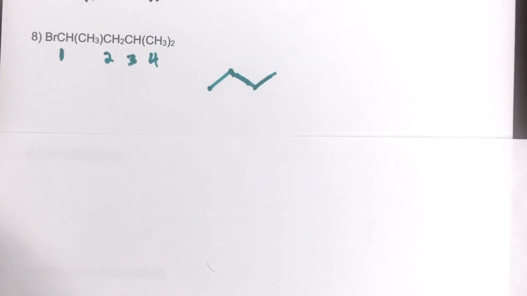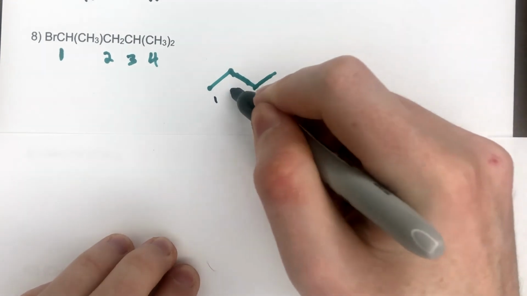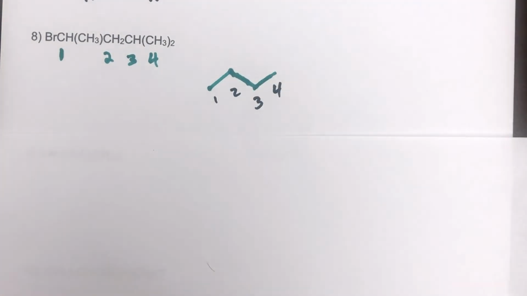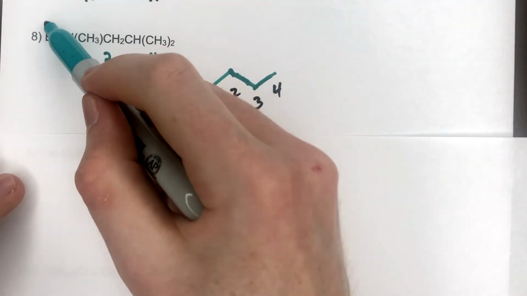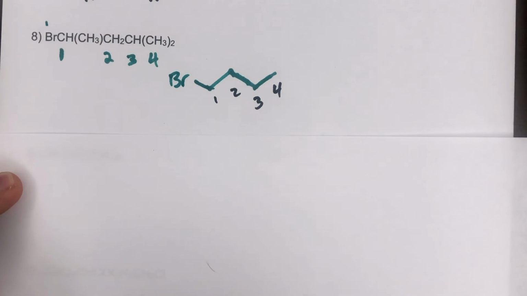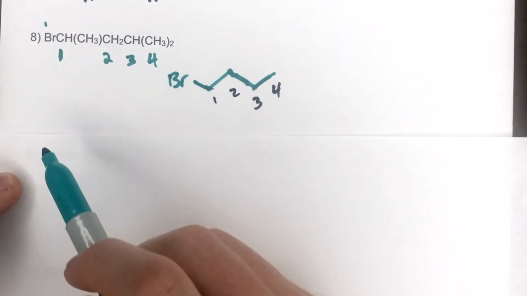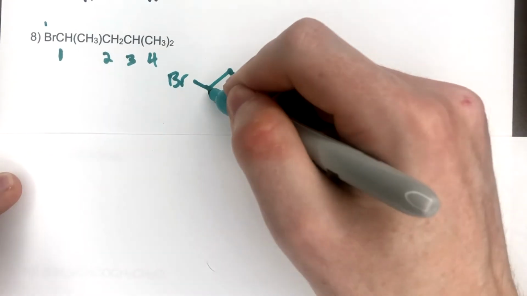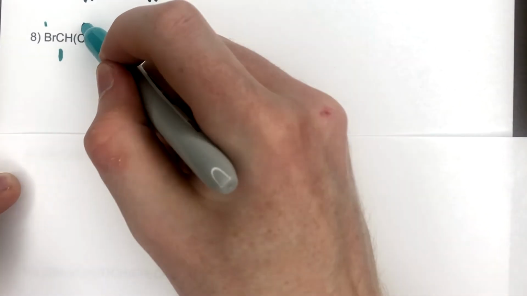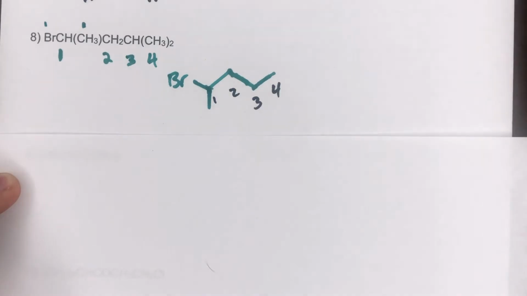And now it's a matter of putting everything else on this chain. So carbon 1, 2, 3, and 4. At carbon 1, there's a bromine, right? That's here. So let's put the bromine at that position, carbon number 1. And then at carbon number 1, there's also a methyl group. So that is the CH3 there. That's what's in parentheses. So I've marked both of those at carbon number 1.